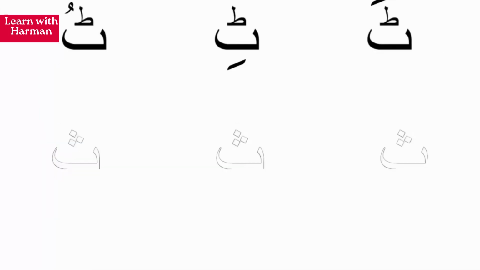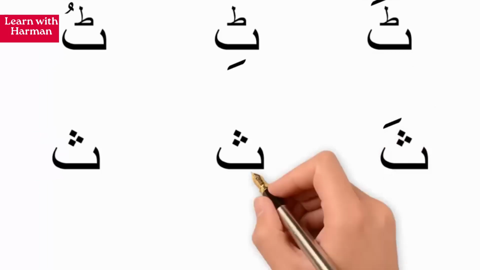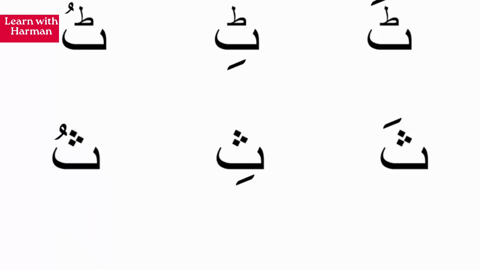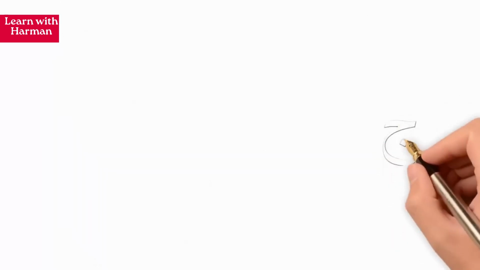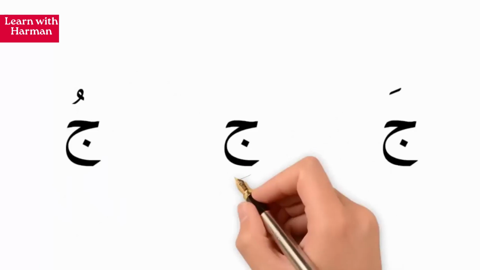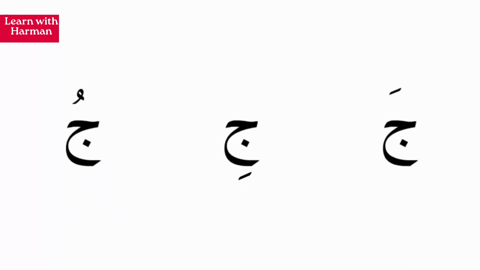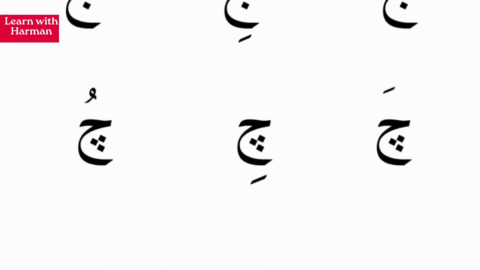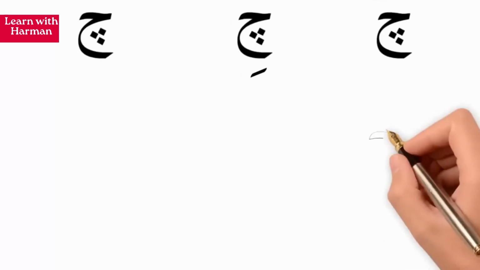This is heavy Te. Se Zabar Sa, Se Zer Si, Se Pesh Su, Sa Si Su. Jim Zabar Ja, Jim Zer Ji, Jim Pesh Ju, Ja Ji Ju. Che Zabar Cha, Che Zer Chi, Che Pesh Chu, Cha Chi Chu.